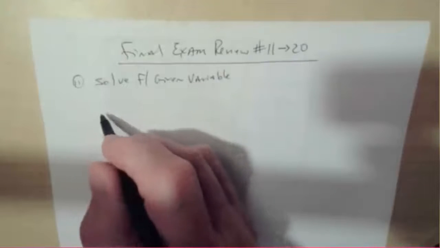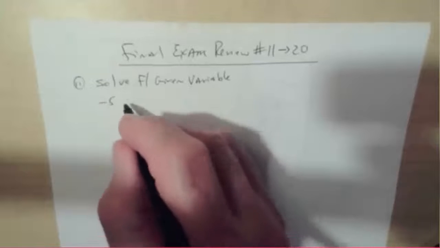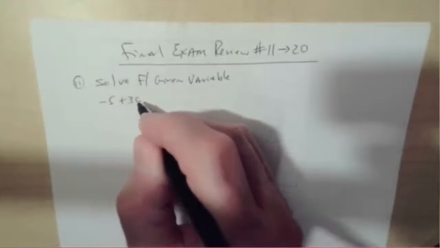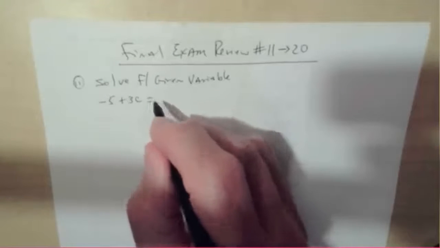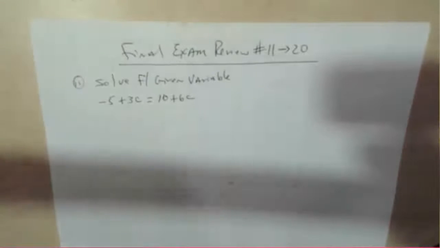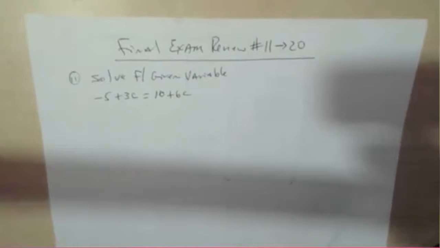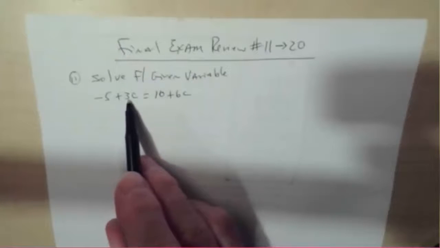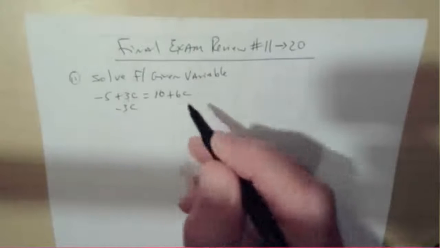Variable. Okay, so if you have this, negative 5 plus 3c equals 10 plus 6c. Now remember, we want to move the variables first. It really doesn't make any difference, but I think you'll find it's a whole lot easier and you won't end up with some godless negative numbers. So let's move the smallest variable over to the biggest. So we subtract 3c from each side.